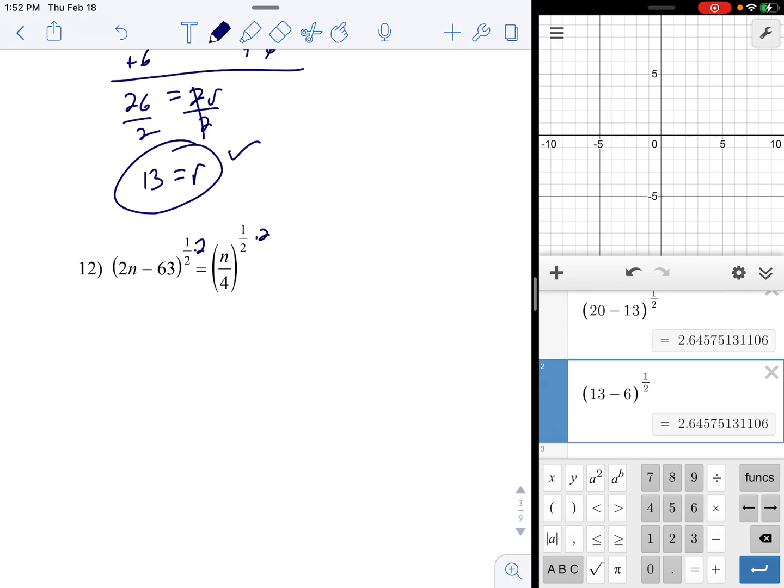Number 12, similar to number 10 in a way, they're both to the 1/2 power, so we square both sides to cancel those out. 2n minus 63 equals n over 4. Now, I'm going to talk about that n over 4.